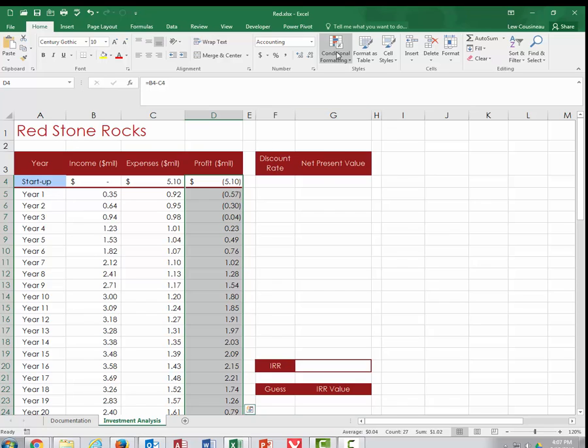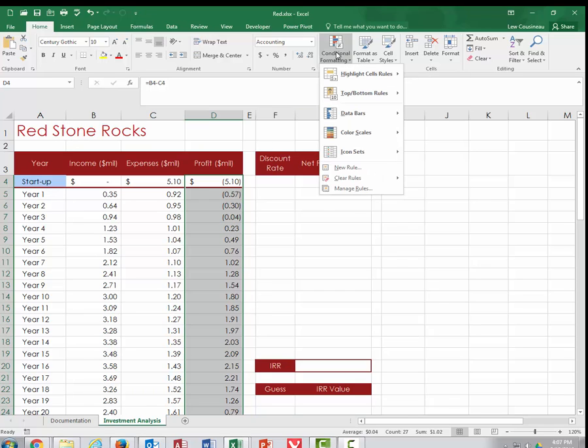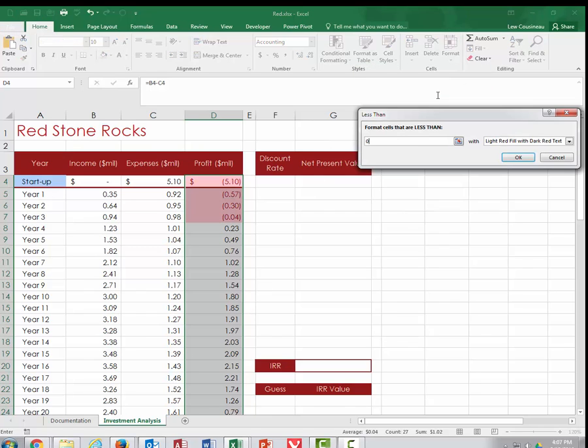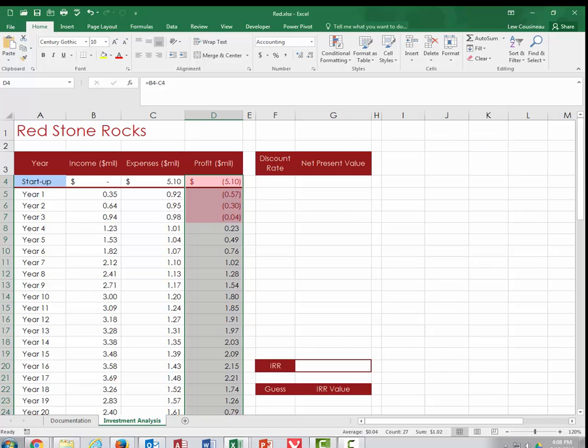And then we want to do some conditional formatting that will highlight cell rules if they are less than 0. We'll do a light red fill with red text.